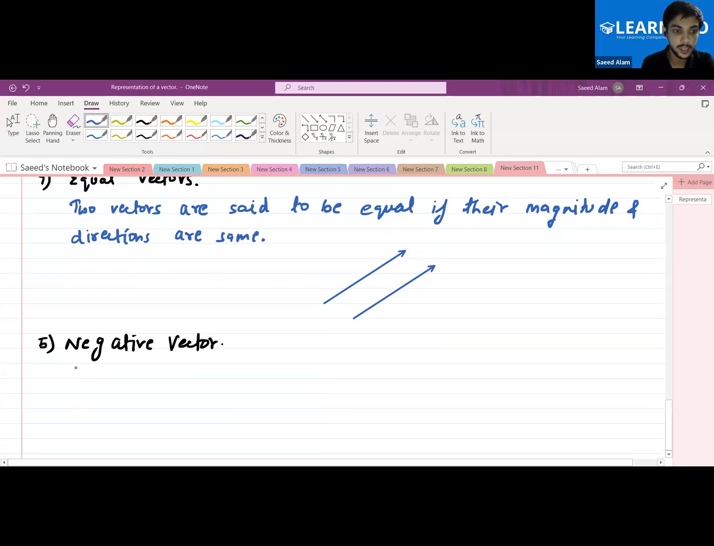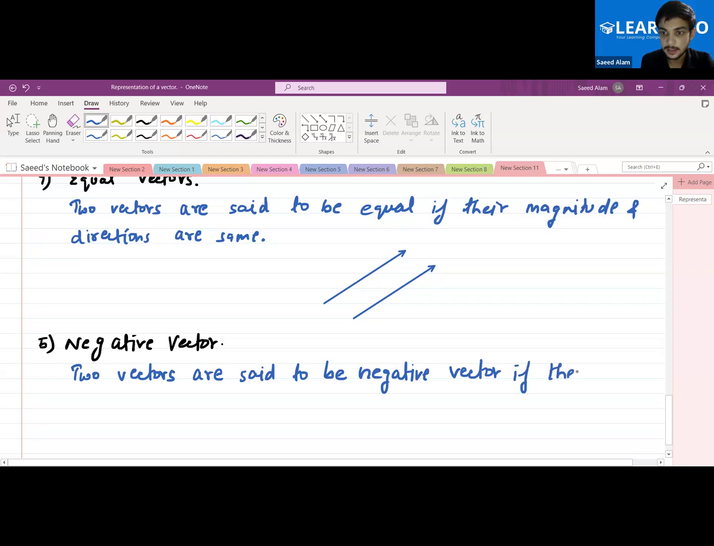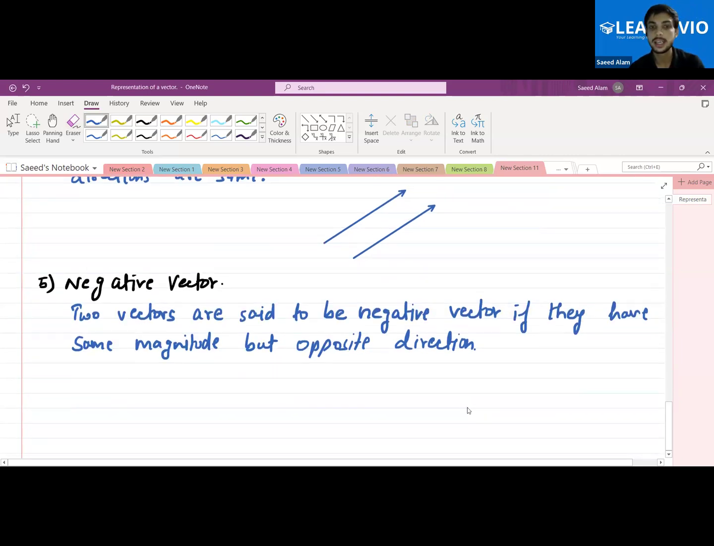So what can I say? Two vectors are said to be negative vectors if they have same magnitude but opposite direction. Understood? So this will be called a negative vector.